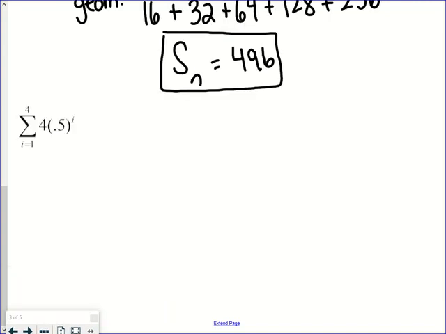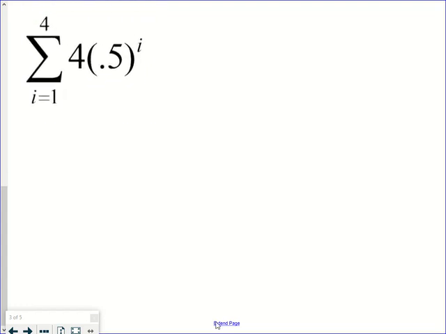Okay, so then the last example from this page is going to be find the sum, so expand and find the sum of 4 times 0.5 to the I, and then I'm starting at I equals 1 and going up to 4. You will notice that the variables are interchanged, so it doesn't always have to be n, it could be any variable that you have for your equation. So first, again, figure out what kind of problem this is. This is a geometric problem. And we're going to expand it the same way. So we're starting at 1 and we're going up to 4.